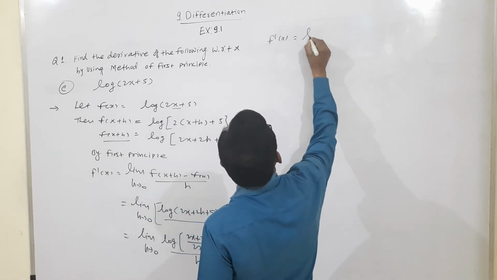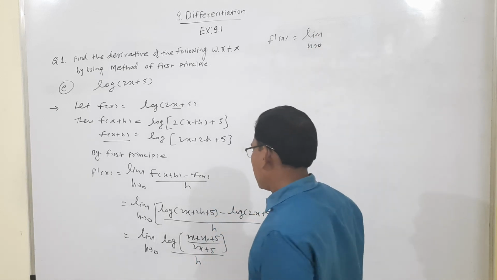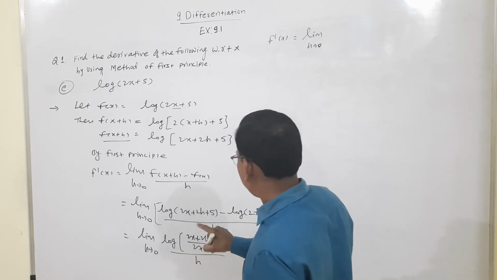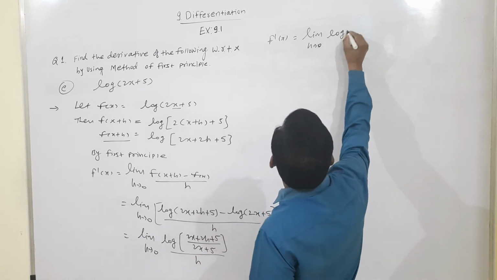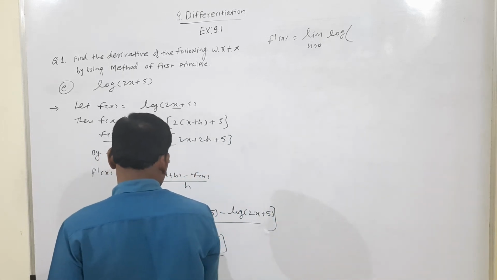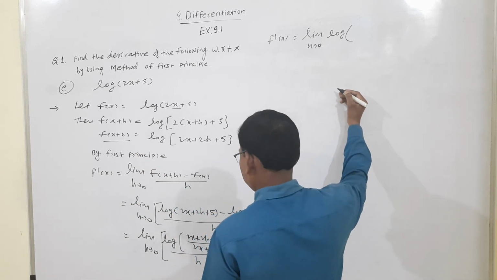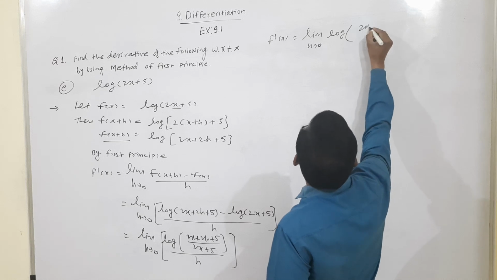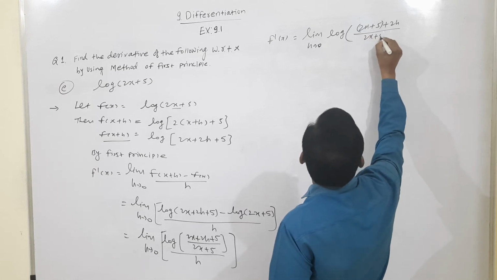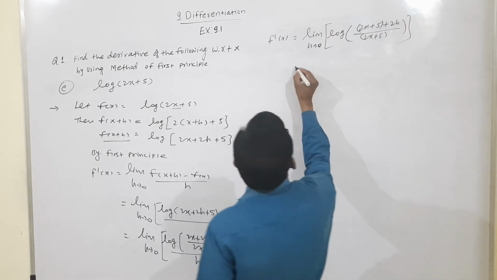So f dash x equals the limit as h tends to 0. Here we take this 5 and this 2h in here. So that's why it is log of (2x plus 5 plus 2h) divided by (2x plus 5).